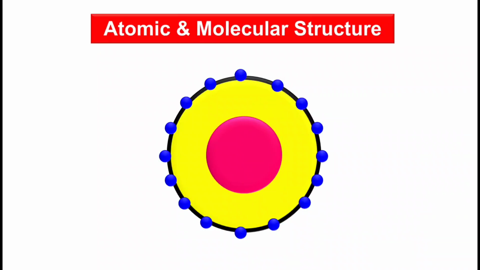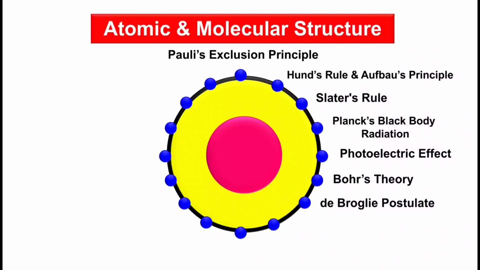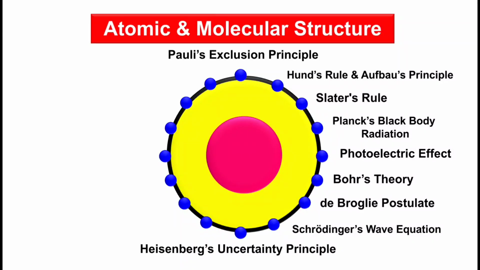The first topic that is very important is atomic and molecular structure. In that, we have Pauli's exclusion principle, Hund's rule and Aufbau principle, Slater's rule, Planck's black body radiation, photoelectric effect, Bohr's theory, de Broglie's postulates, Schrödinger wave equation, Heisenberg uncertainty principle.